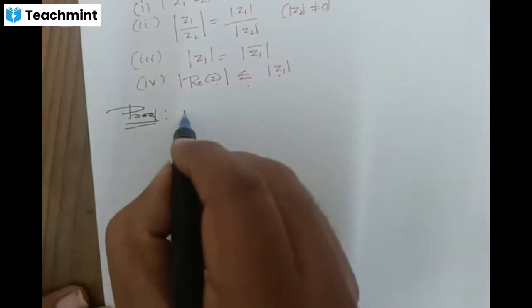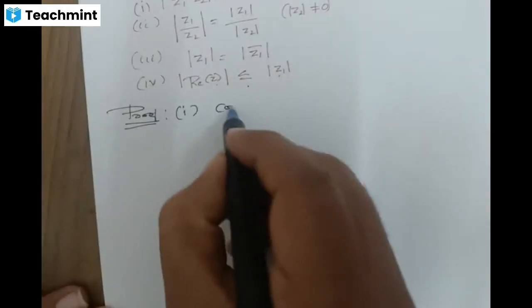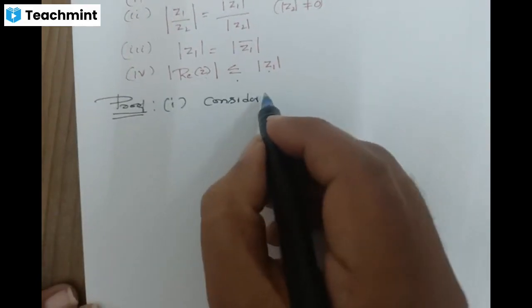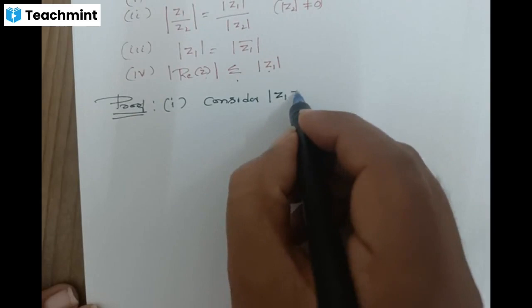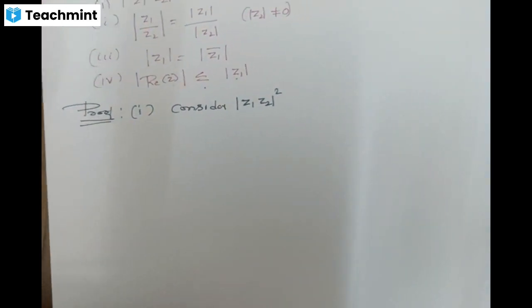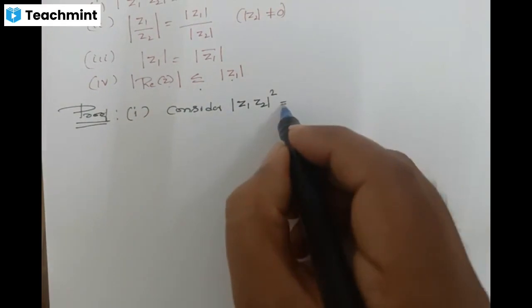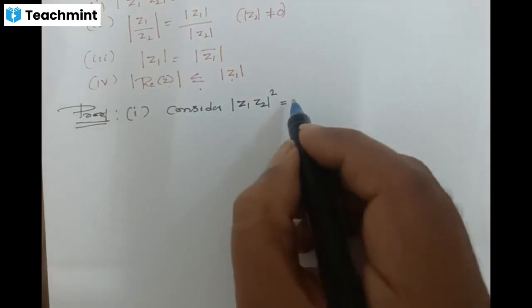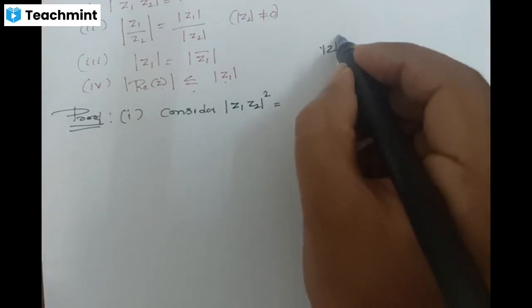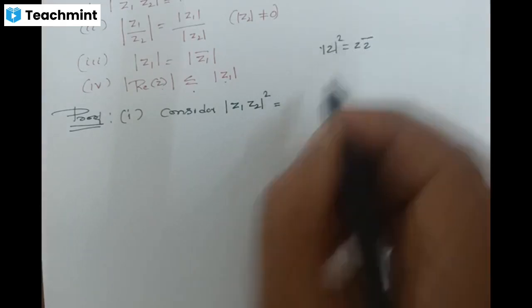Okay. So the first one we have to prove. Consider mod (z1 z2) whole square. Okay, see, mod (z1 z2) whole square we can write. So mod z square we can write as z into z bar. See, modulus of z whole square we can write as z into z bar.